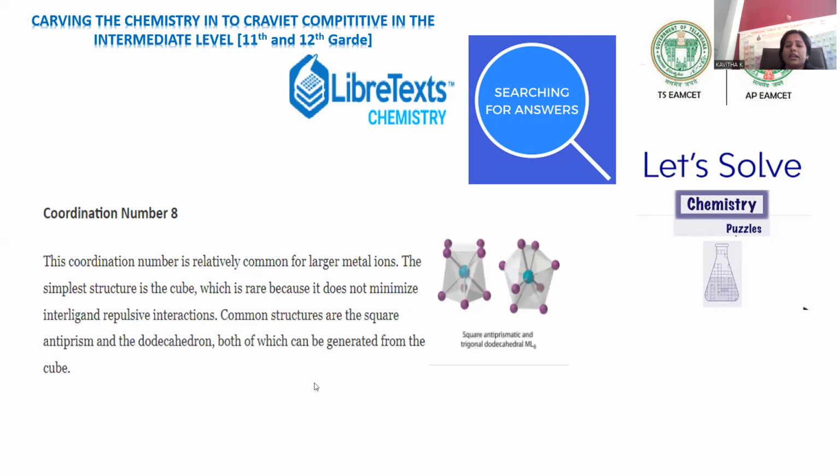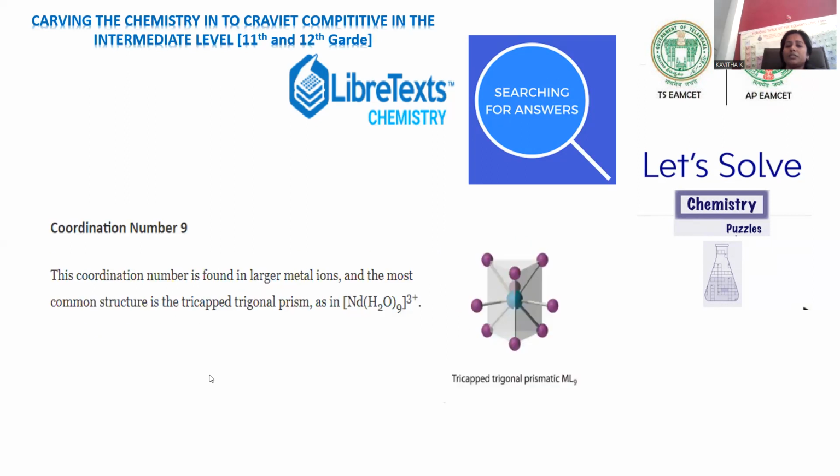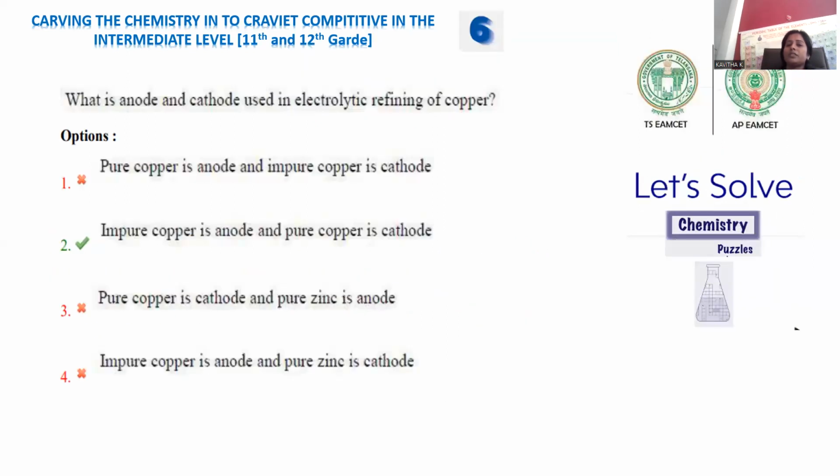Right, this is the way we can answer this question. For question number 5, option number 2 will be the correct answer. For F block elements, 8 and 9 coordination numbers are possible. Move on to question number 6. This will be the last question for the session.